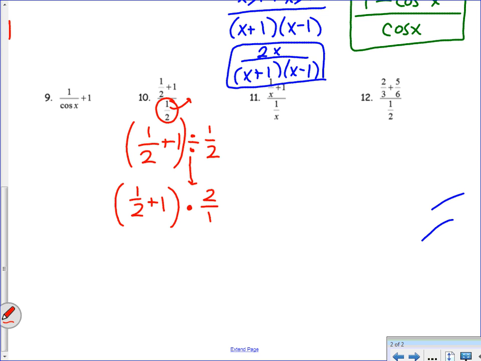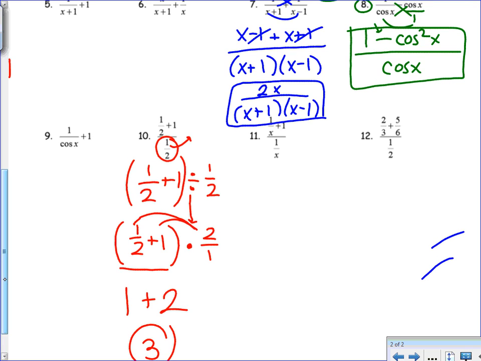Now, this is just 2 times the whole parenthesis. So I'm going to distribute it through. Okay, 2 times 1/2 is just 1. 2 times 1 is 2. That's 1 plus 2 gives you 3. That's your final answer. Same process for 11 and 12 as well.